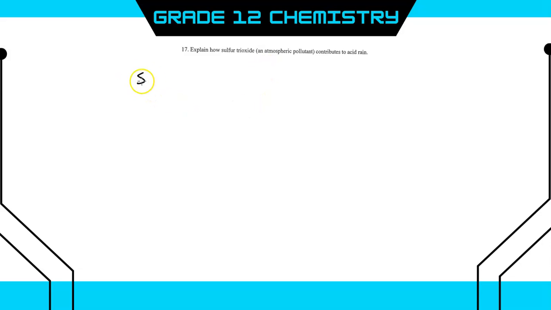So sulfur trioxide, SO3, which is a gas, and we're going to have water, of course, in the atmosphere. But sulfur trioxide is a non-metal oxide, and non-metal oxides will produce acidic solutions. So if we look at this as an equilibrium, we're going to get H2SO4, which is sulfuric acid.